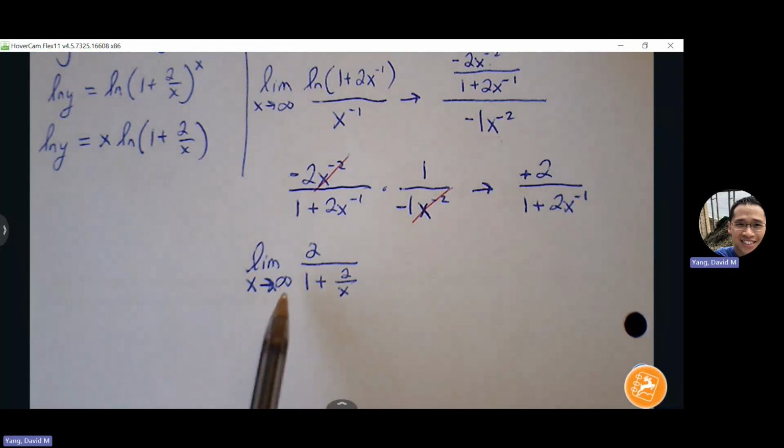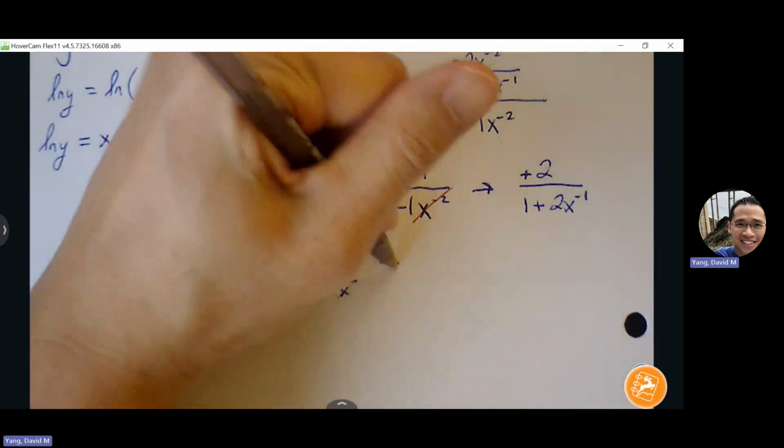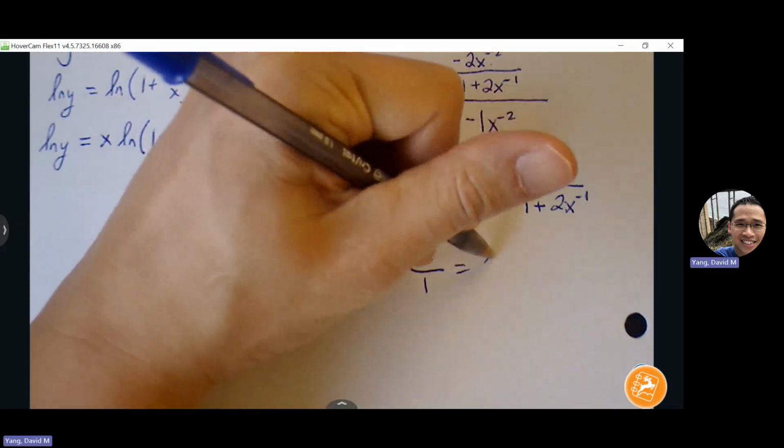So now I'm at the stage here. I'm going to plug infinity in for x here. 2 over infinity, that's a really, really small number. That's going to end up being 0. 0 plus 1 is 1. So I'm left with 2 over 1, which is 2.